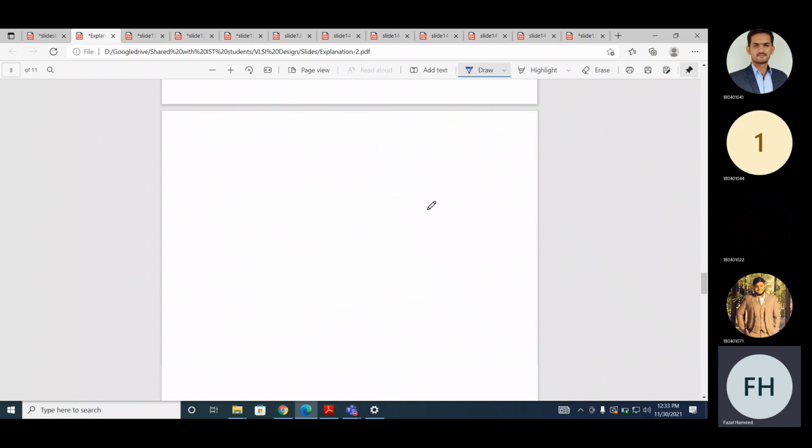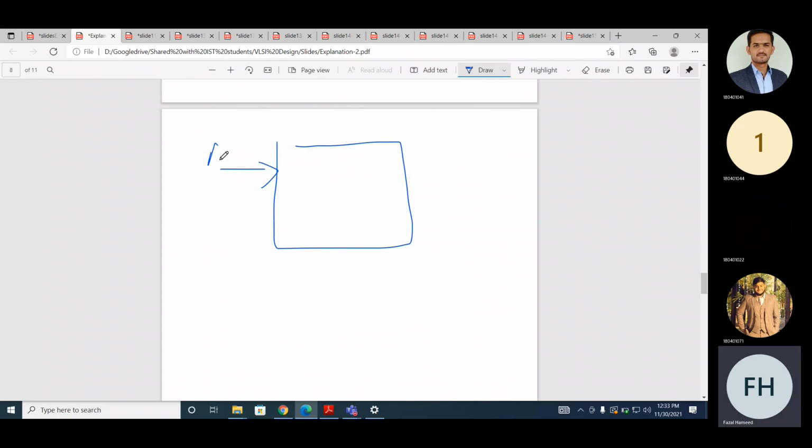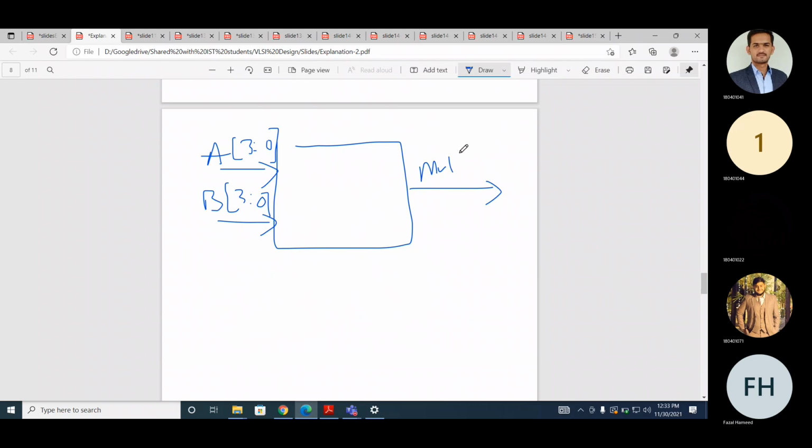It's very simple. Now let's assume that we want to implement a multiplier, A[3:0] and B[3:0]. What will be the output? Multiplier output [7:0]. Why will it be 8 bits? If we multiply two n-bit numbers, the output will be 2n bits. Why is it like this?